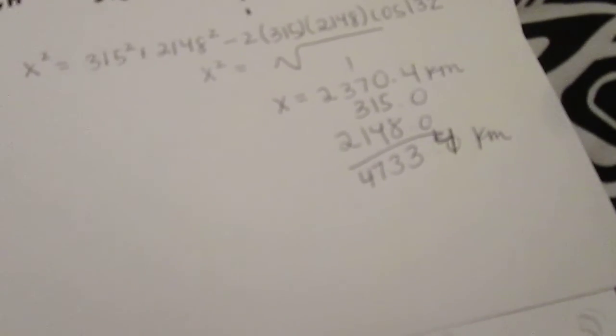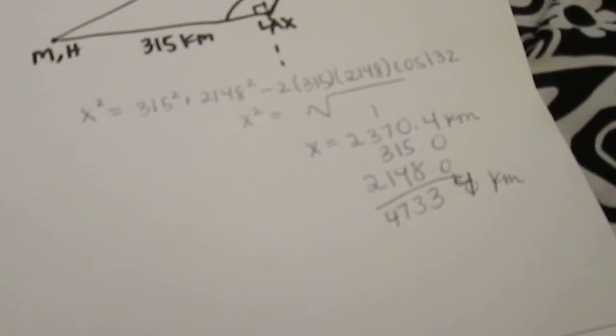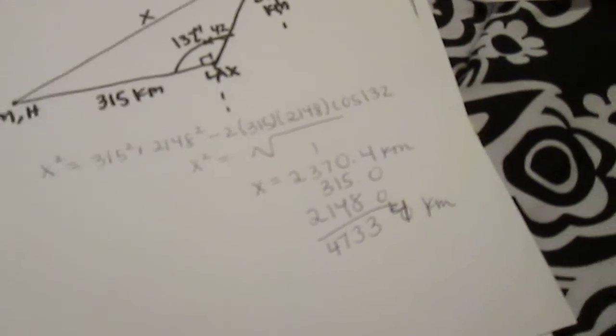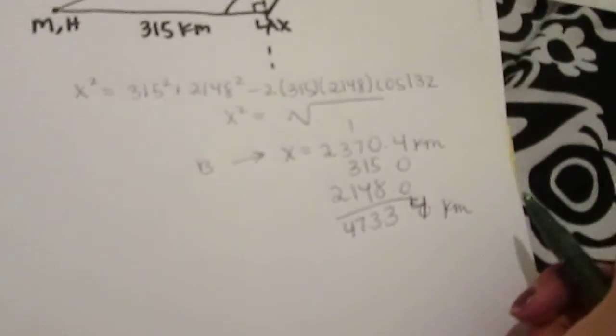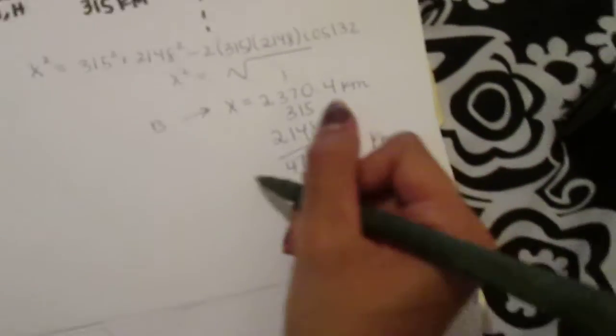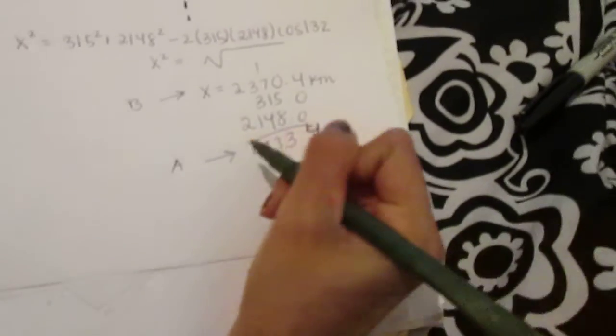So part B says how far would the trip be if Ian just went from New York to Maui, and this would be our answer as B because this is just x, and this would be our answer to A. This is the entire trip.